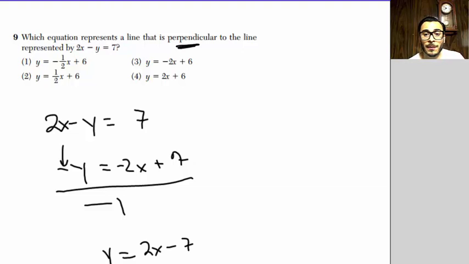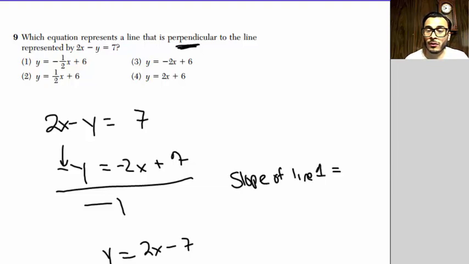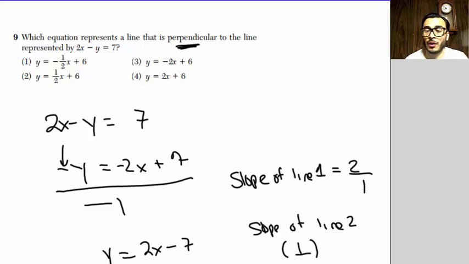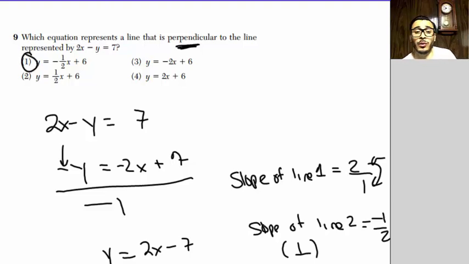We want a perpendicular, so the slope of the original line, let me just write the word slope. Sometimes the M confuses people. The slope of line 1, let's call it, is 2 over 1. What must be the slope of line 2, which is perpendicular? Well, it must be negative 1 over 2. You're supposed to take this, flip it and change the sign, and choice 1 is the only choice that has a slope of negative 1/2.